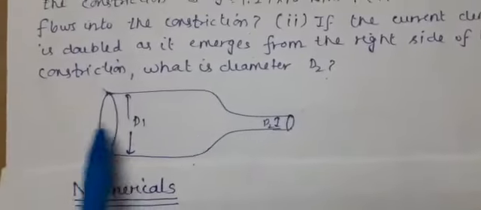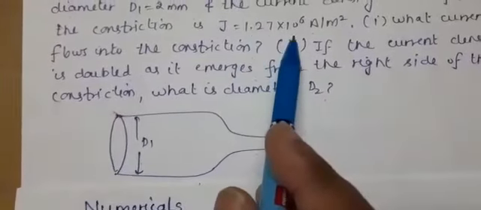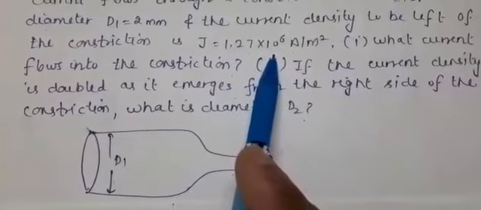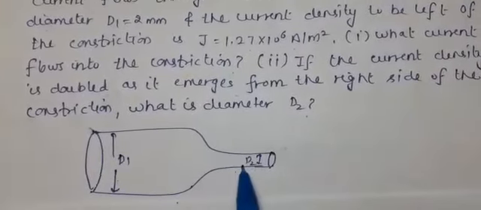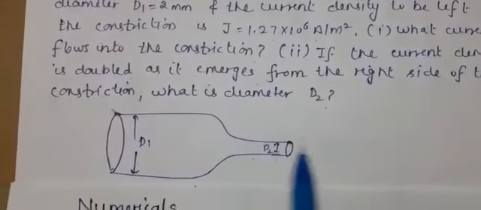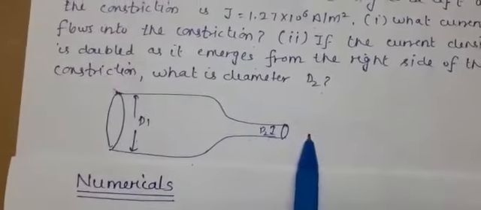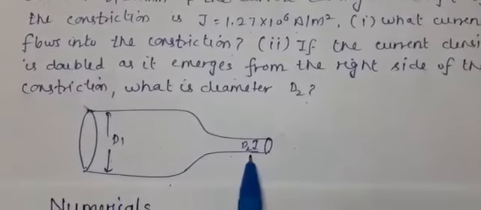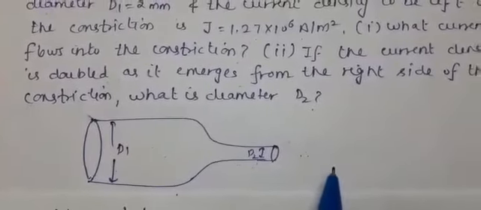Now the current density from the left of the constriction is given to be 1.27 into 10 raised to the power 6 ampere per meter square. Now we have to find what amount of current is flowing through the constriction. Second point, when it emerges out at this point and the current density is doubled, then what will be the diameter d2? So d1 is given, d2 we have to calculate.